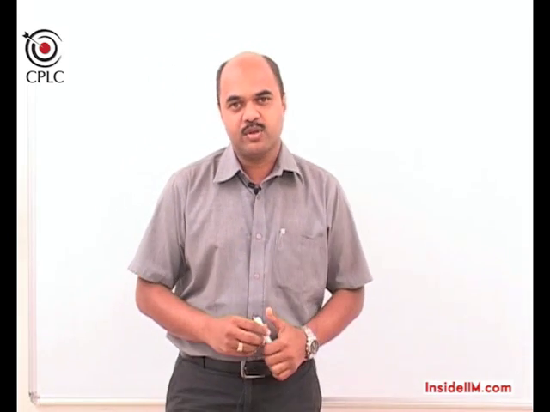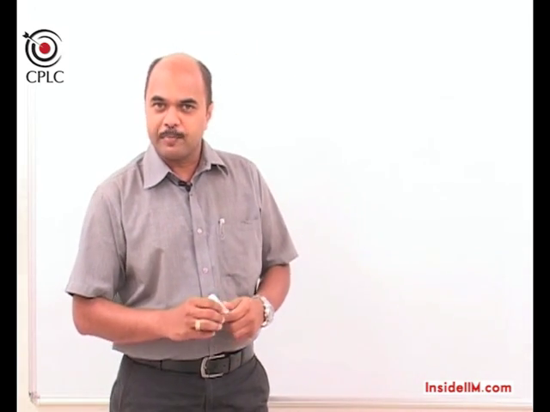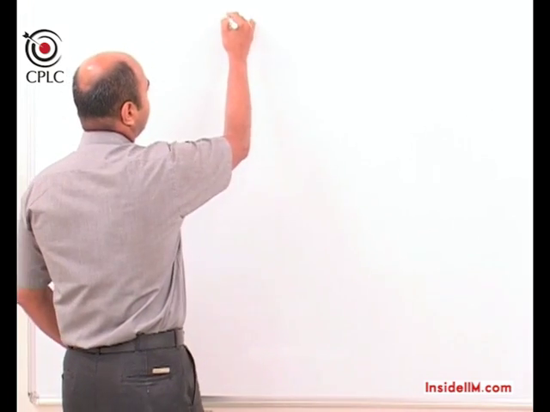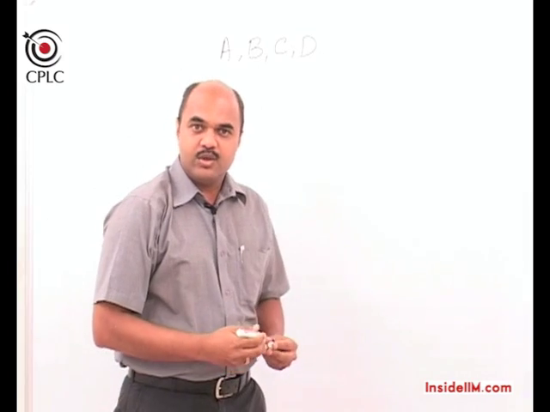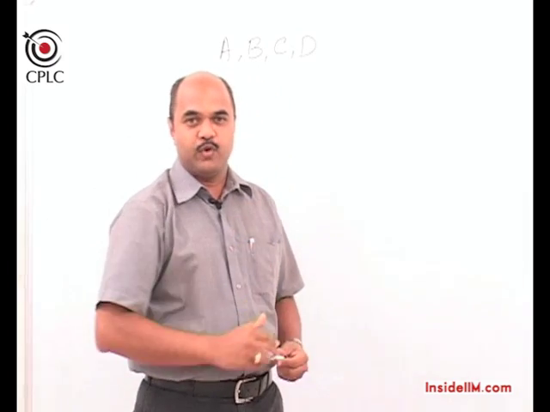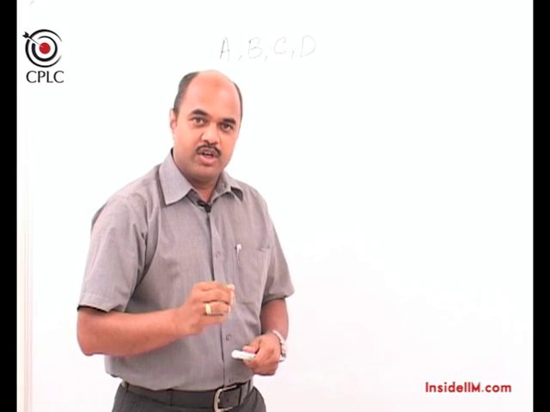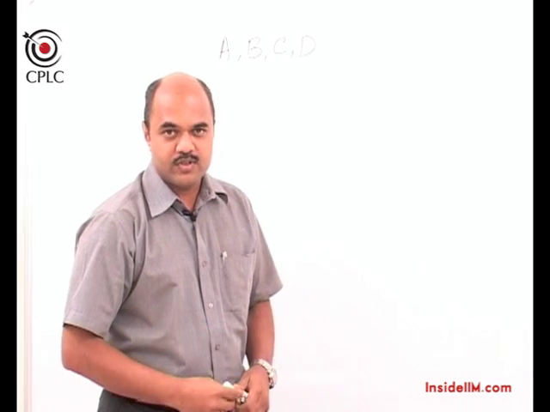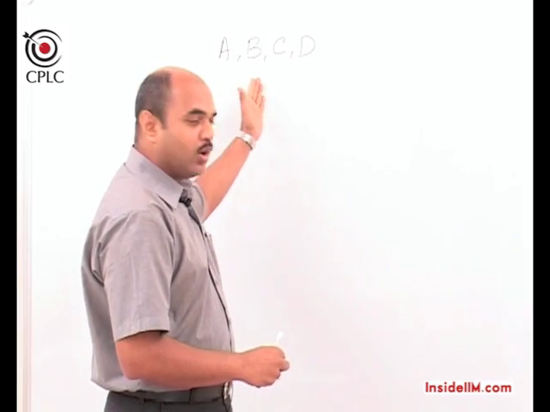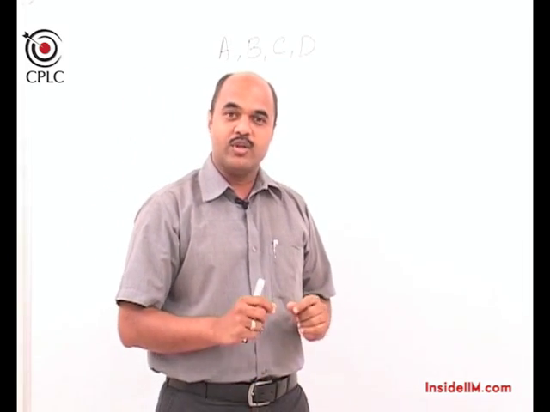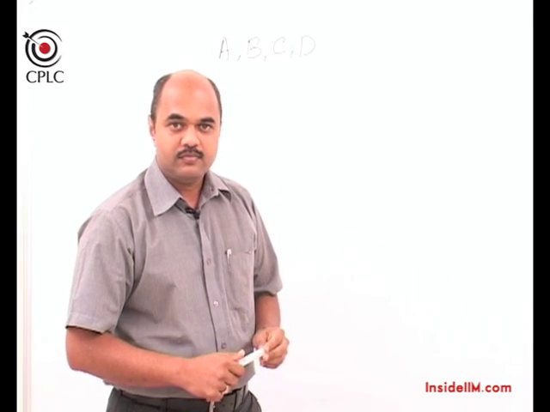Let's start with a very simple question. Suppose we have 4 people, A, B, C, D. We have these 4 people, A, B, C, D, and we need to select 3 out of these 4 people for distribution of a prize. So the question is, in how many ways can we select 3 out of these 4 people so that they can be given a prize?